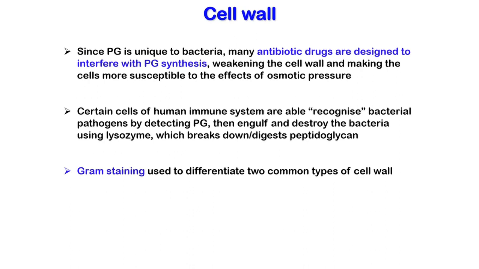So certain immune cells are able to detect the peptidoglycan, and then they can actually engulf and destroy the bacteria. However, with gram-negative bacteria, the cell wall is actually buried, so the immune cells cannot recognize this, but they can recognize the LPS contained in their outer membrane. We'll discuss that a bit later.